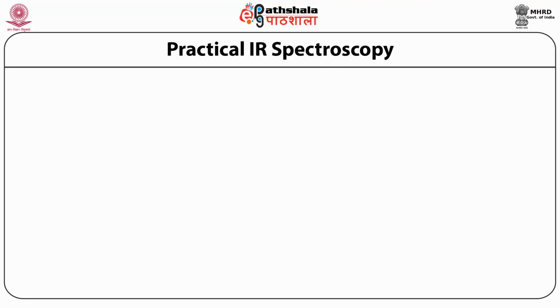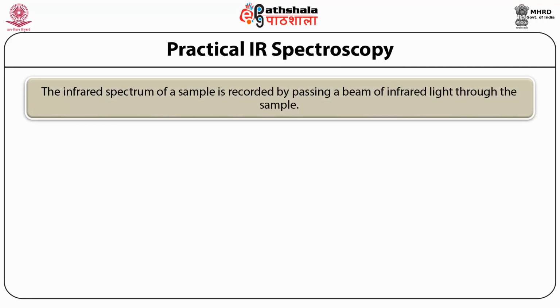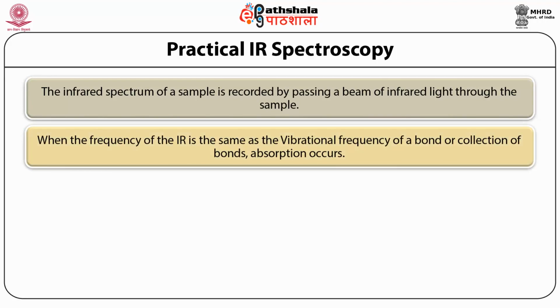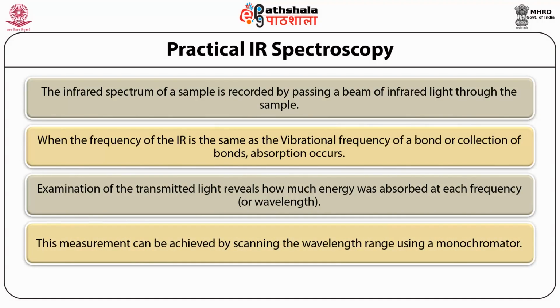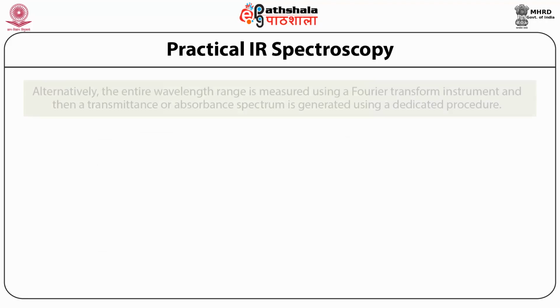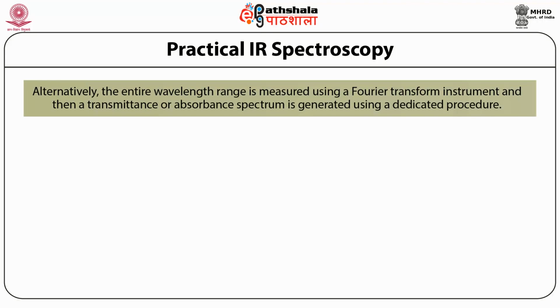Practical IR spectroscopy. The infrared spectrum of a sample is recorded by passing a beam of infrared light through the sample. When the frequency of the IR is the same as the vibrational frequency of a bond or collection of bonds, absorption occurs. Examination of the transmitted light reveals how much energy was absorbed at each frequency or wavelength. Thus, measurement can be achieved by scanning the wavelength range using a monochromator. Alternatively, the entire wavelength range is measured using a Fourier transform instrument, and then a transmittance or absorbance spectrum is generated using a dedicated procedure.